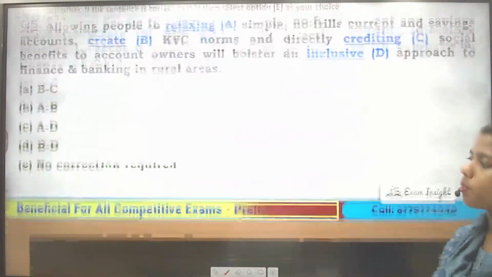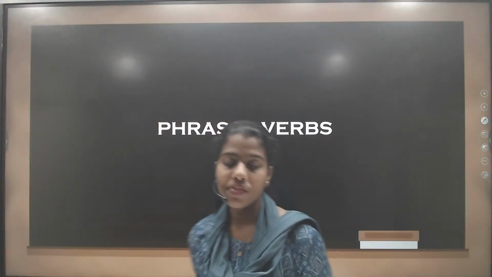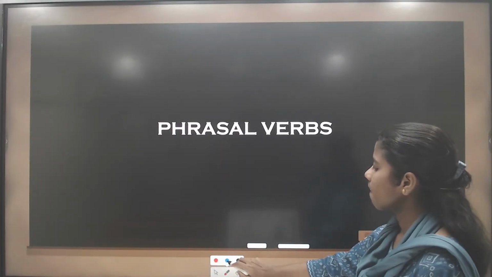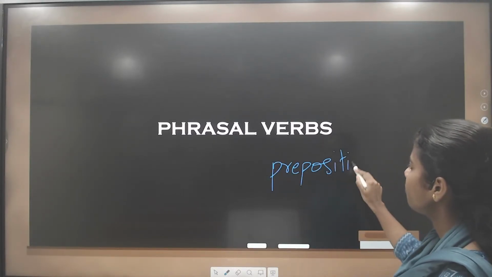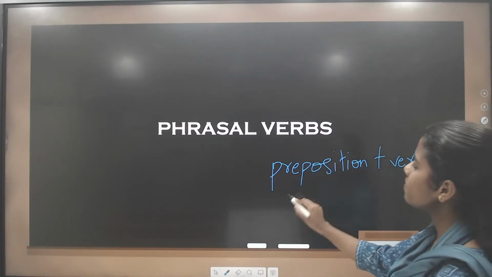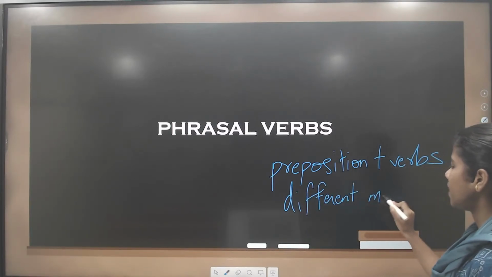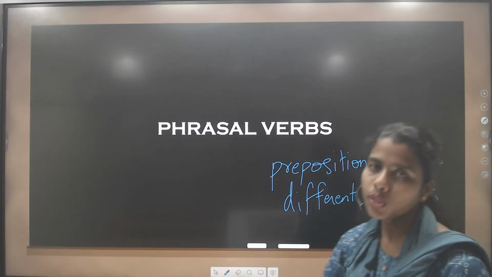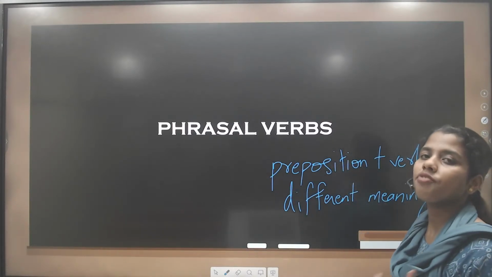Let's move to the next topic. Next topic is phrasal verb, the most confusing one. Phrasal verbs. What is phrasal verb? It is preposition plus verbs. Phrasal verbs means preposition plus verbs, but when it gives different meaning. You will get to see the examples, but what do you mean by that? You should know. Phrasal verbs means preposition plus verbs, but when it gives different meaning.